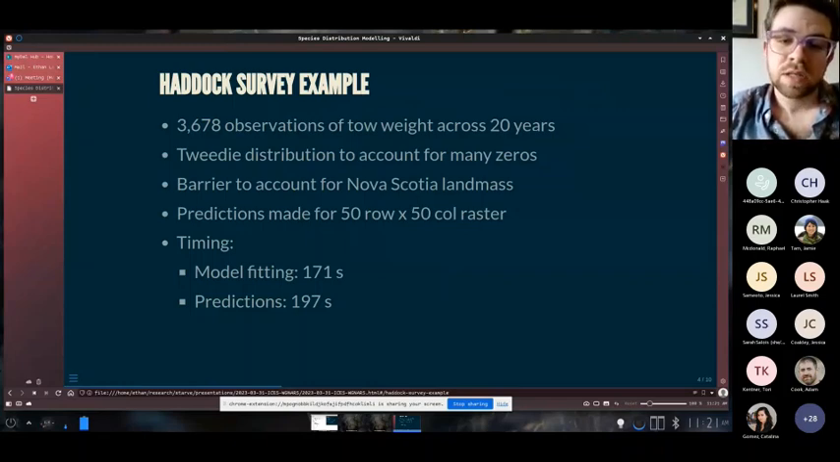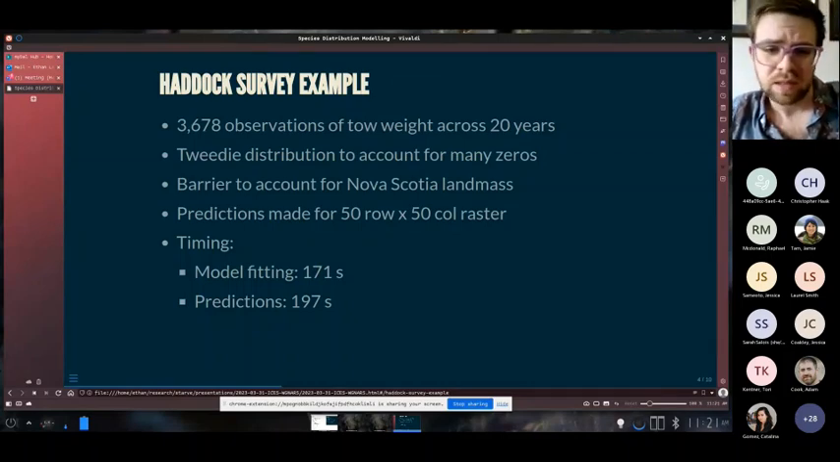We also want to make our predictions. So the predictions for this example, we made for a 50 row by 50 column raster. And we did those raster predictions for each of the 20 years in the data set. And then for the computational efficiency, the timing for these models to fit was just under 3 minutes. And then predictions was just over 3 minutes. So you're looking at about 6 minutes total for this entire analysis.